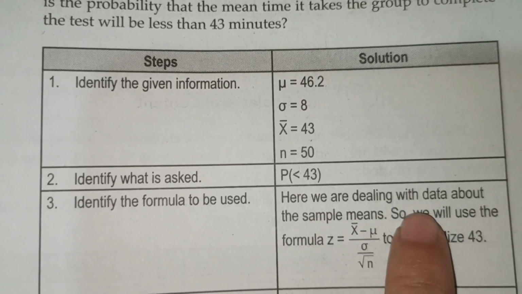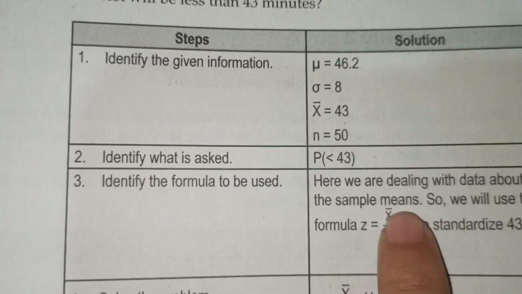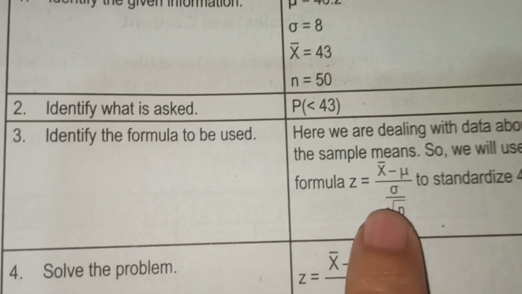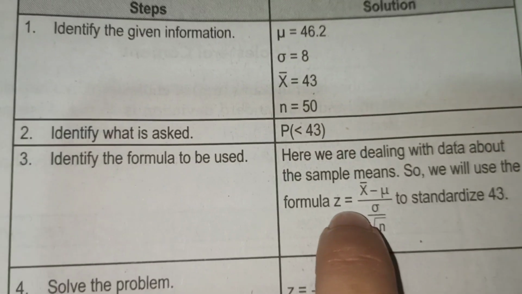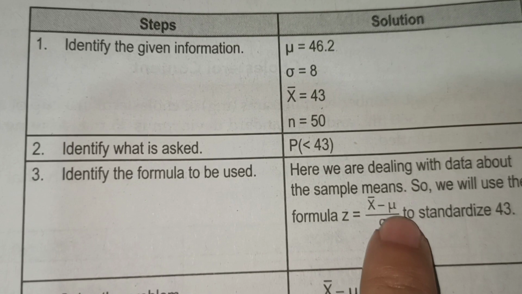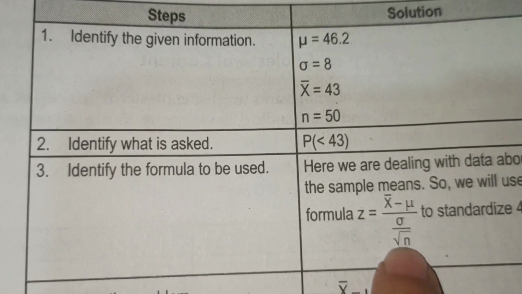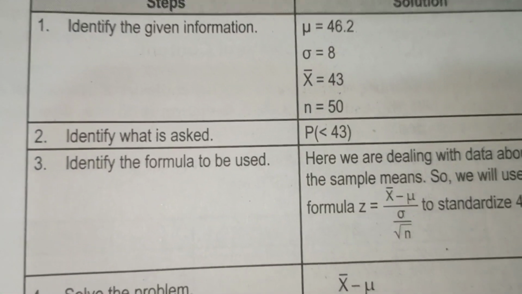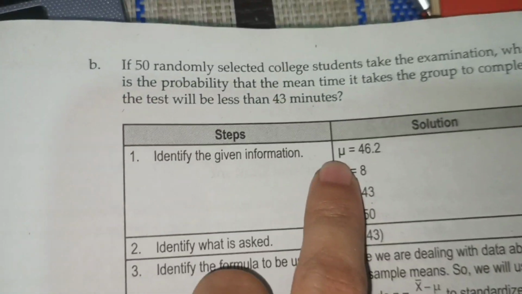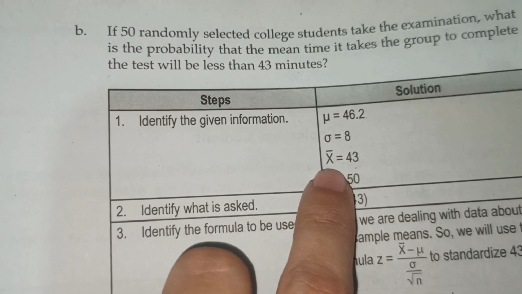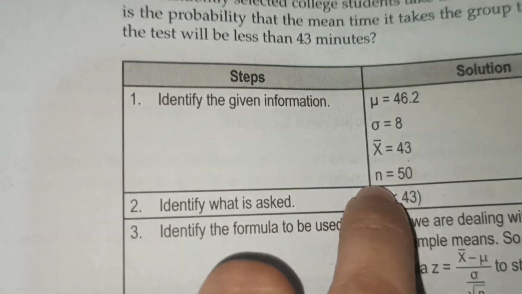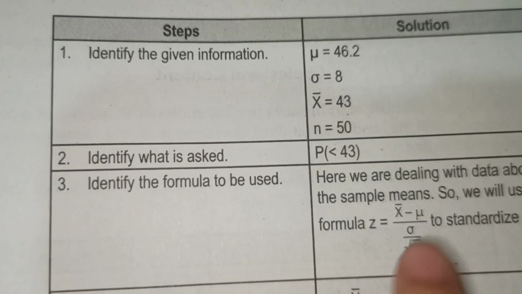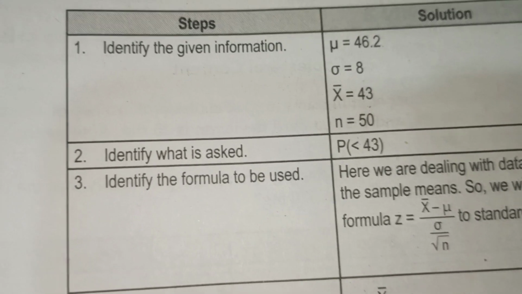Next, identify the formula to be used. We're dealing with sample means. Sabi ko nga kanina, pag sample means, nakita niyo na yung word na sample mean dito sa problem, ang formula na gagamitin niyo, ito na. The formula is Z equals the sample mean minus the population mean over the standard deviation divided by the square root of the sample size, to standardize 43. Again, ito yung mu, the population mean, standard deviation, sample mean, and the sample size. Kapag may sample mean, ito ang formula na gagamitin natin. Pag yung population, yung isa kanina.